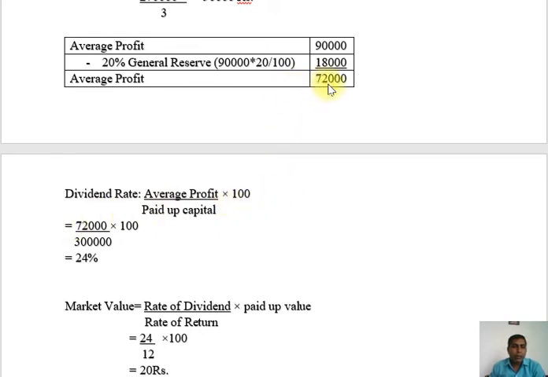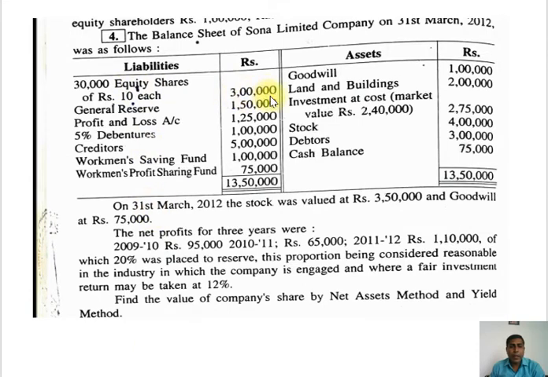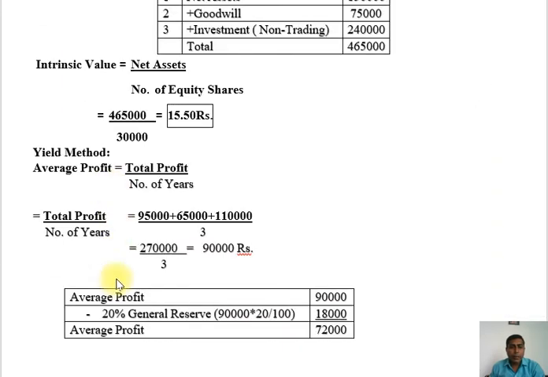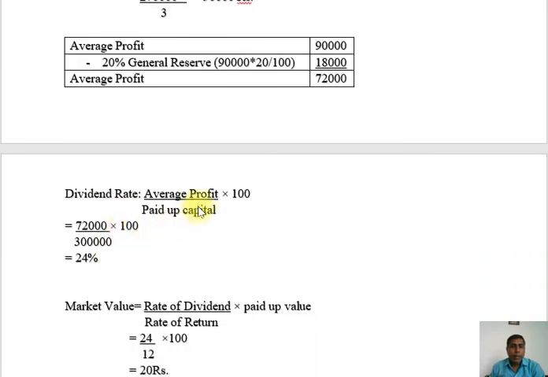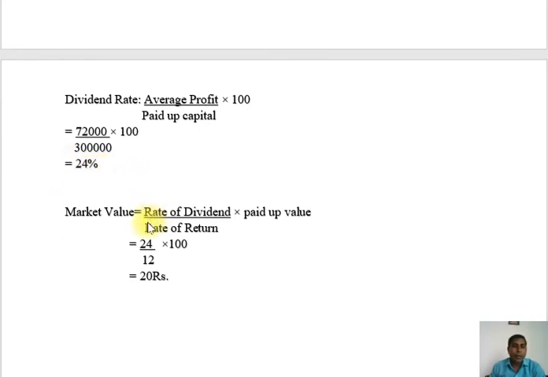So in our example our average profit is 72,000 upon our paid up capital. So friends, you can see in the balance sheet our paid up capital is 3 lakhs. Okay, so 3 lakhs multiply 100. The answer is 24 percentage. Now we use this information and find out market value. The market value is equal to rate of dividend upon rate of return multiply paid up value. Paid up value means per share which is paid by the shareholders.